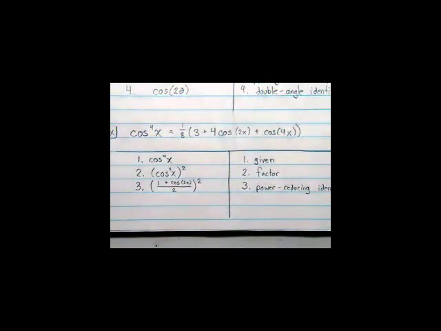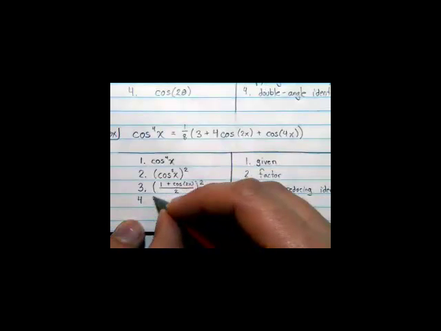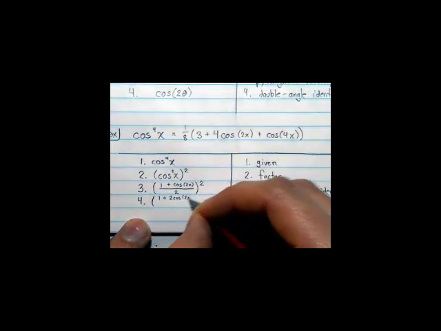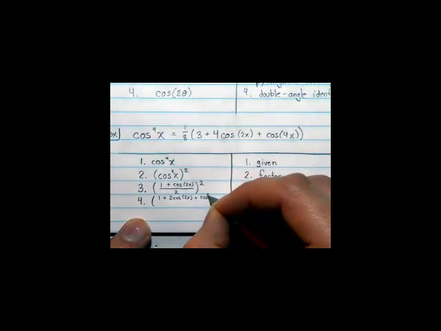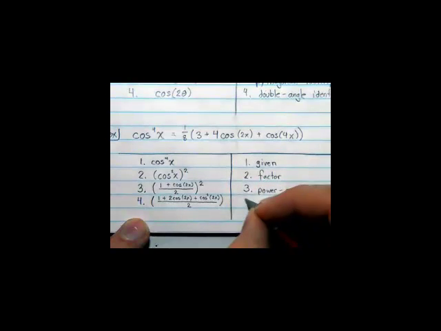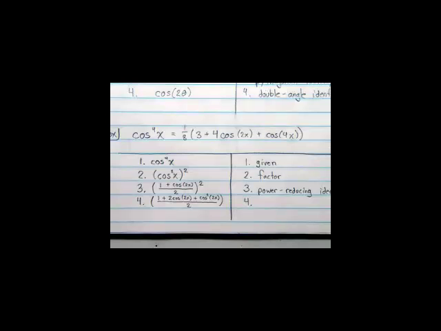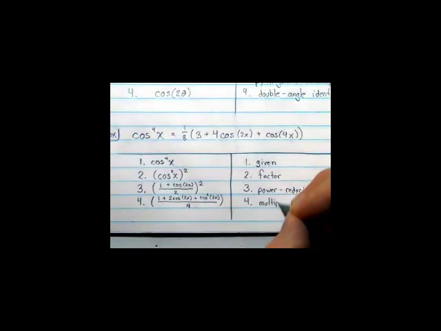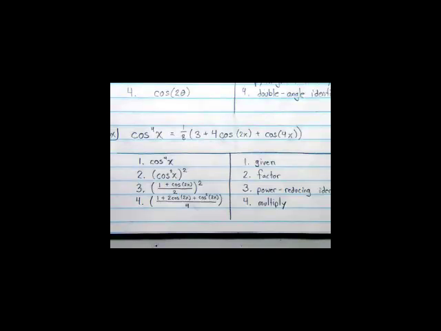Okay, so we're to there now. Multiply the thing out. Do all my foiling and all that kind of business. 1 plus 2 cosine 2x plus cosine squared 2x all over. So, getting there.